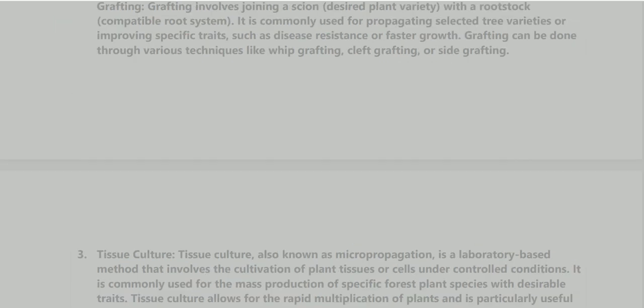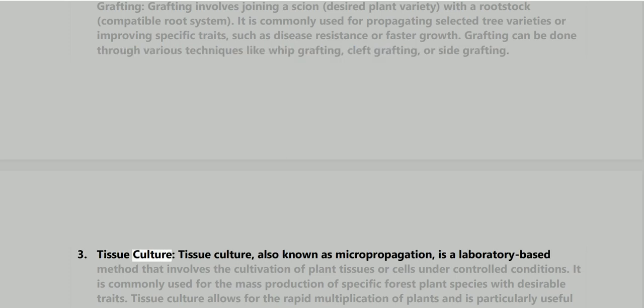C. Grafting. Grafting involves joining a scion, the desired plant variety, with a rootstock, a compatible root system. It is commonly used for propagating selected tree varieties or improving specific traits, such as disease resistance or faster growth. Grafting can be done through various techniques like whip grafting, cleft grafting, or side grafting.